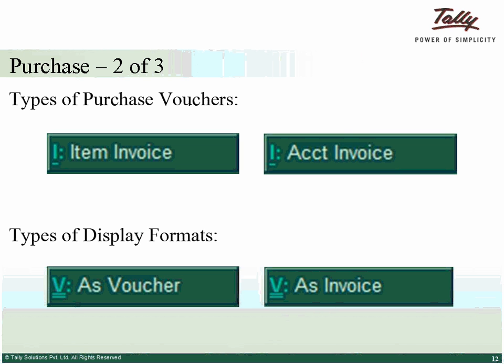Another option is the display format. The as voucher option shifts the display to look like an accounts voucher. The as invoice option shifts the display to look like a typical bill format. Once we have entered our first purchase voucher, we will review the voucher and toggle this button to see the behavior change. Keep in mind that the buttons do not show the current status. They show the toggle status. So if the Alt-I button shows accounts invoice, it means that the mode is item invoice, and pressing the button will change the mode to accounts invoice.